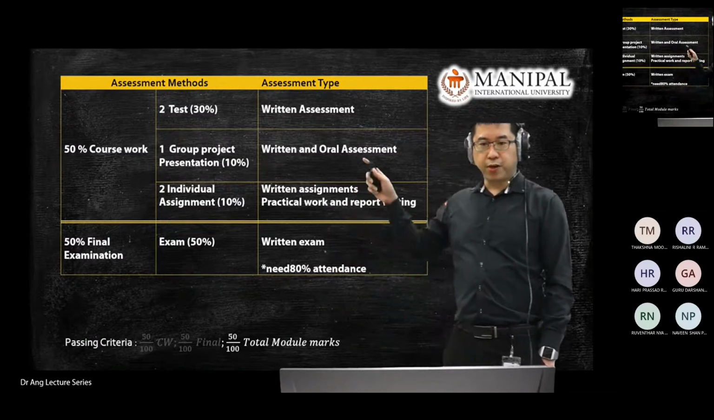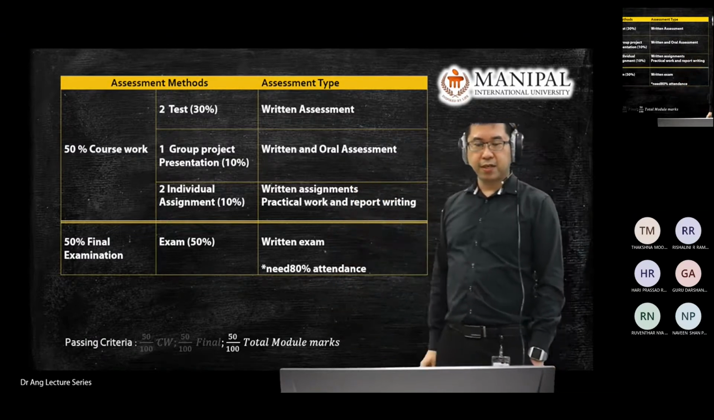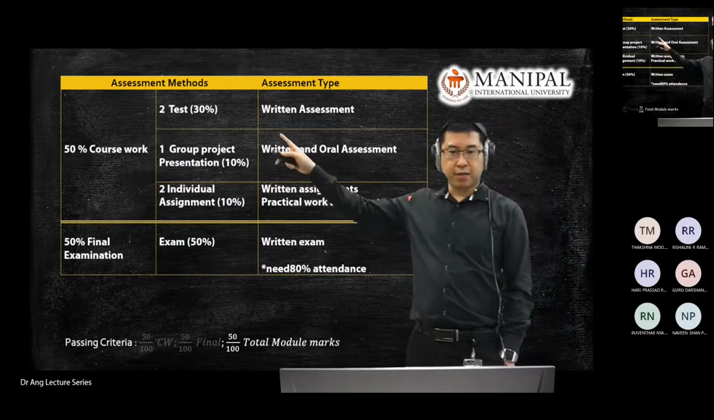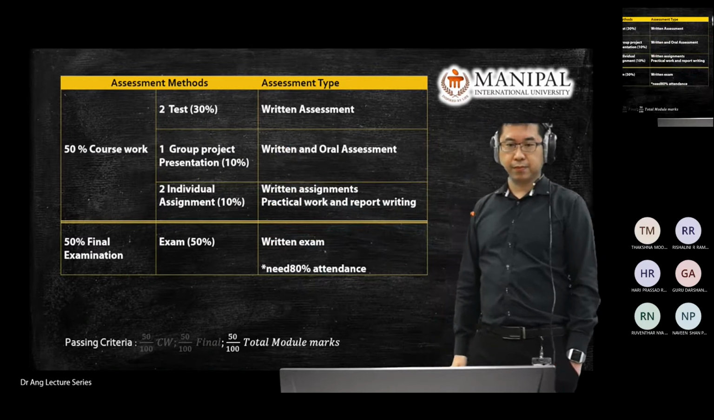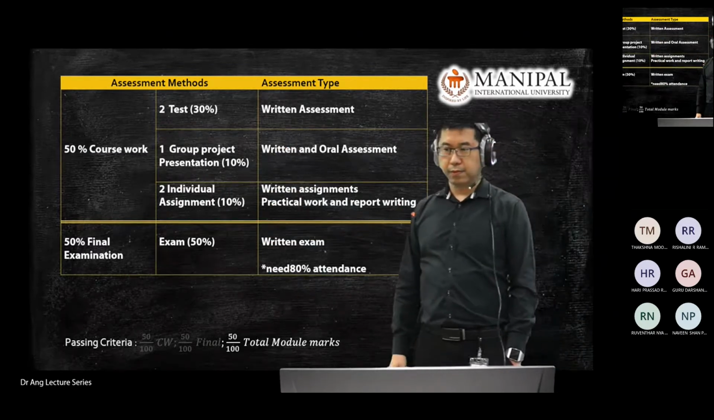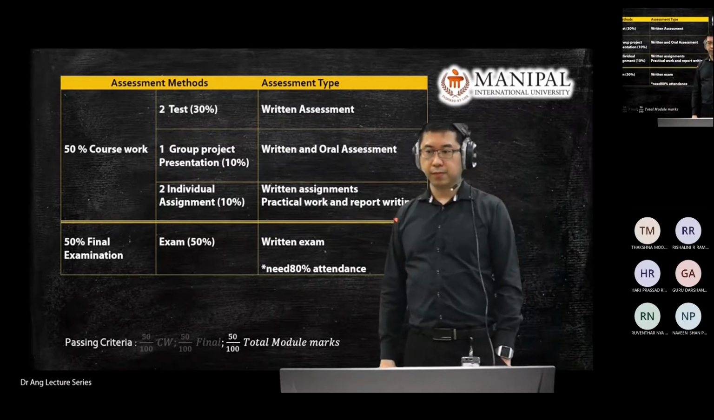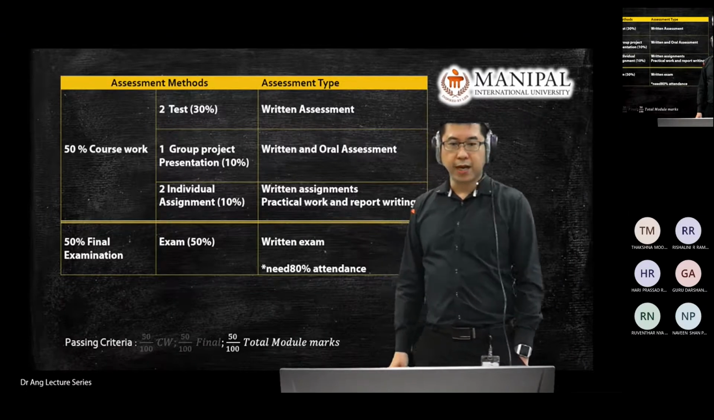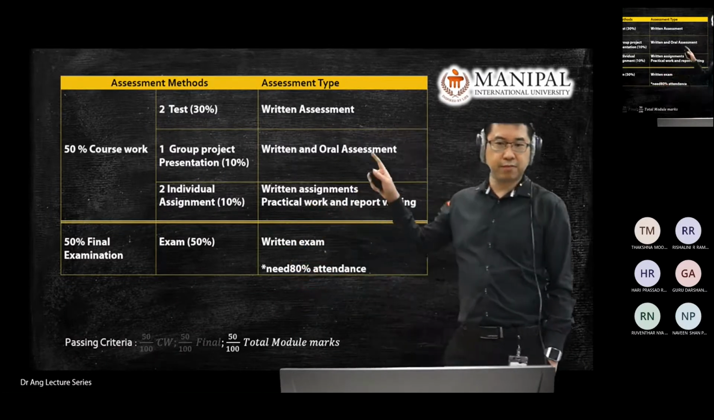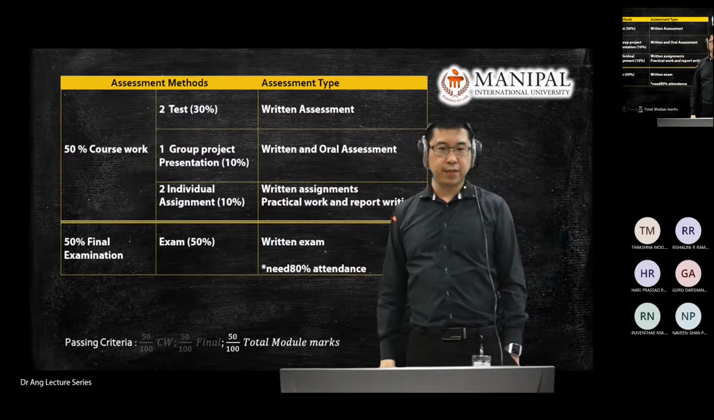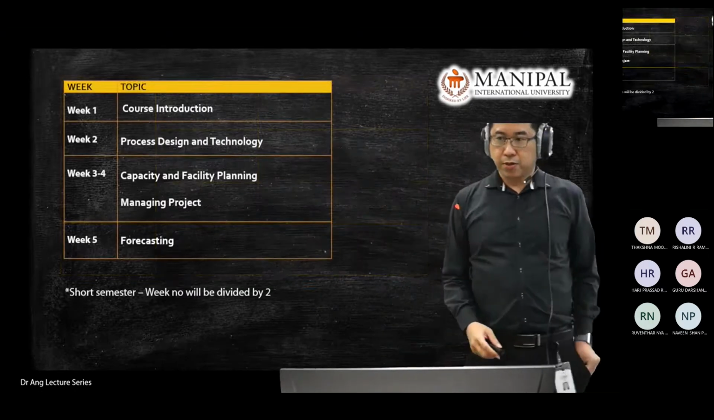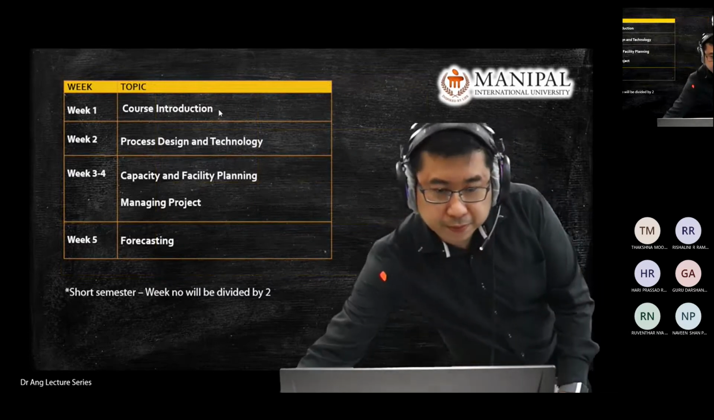Any questions so far for this table? Any of this item you are not sure? Harry, any question? Harry, you there? Good, you're good. All right. Okay. Something came up.